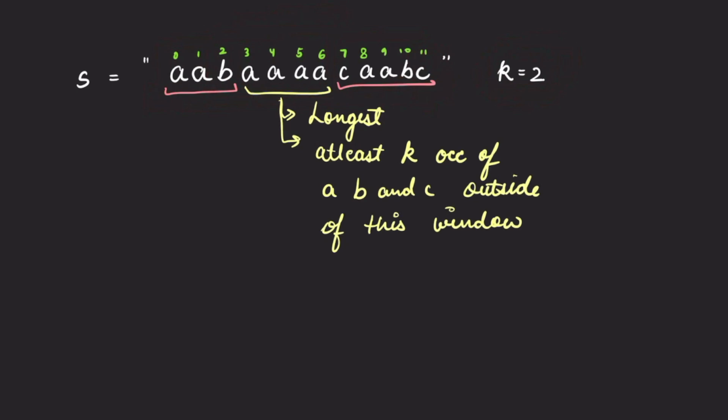So our question boils down to finding this window. It should be longest, or I can say we should maximize its length, and it should leave at least k occurrences of A, B, and C outside of it, right? Now, how are we going to identify this window?